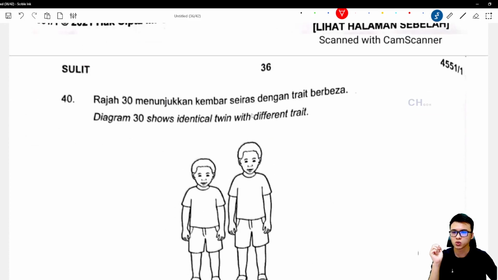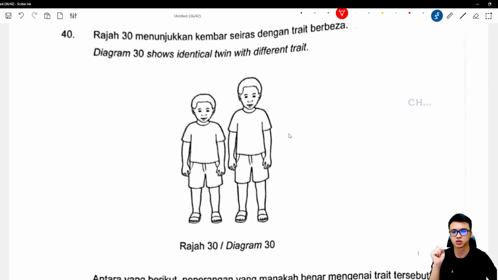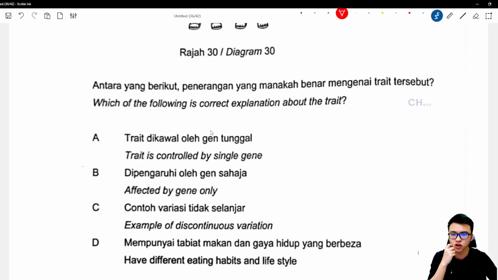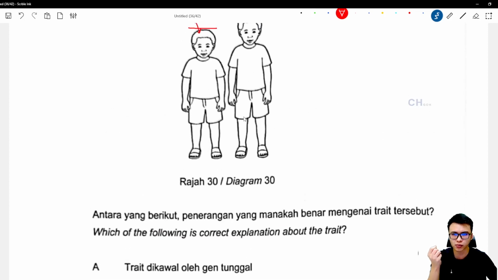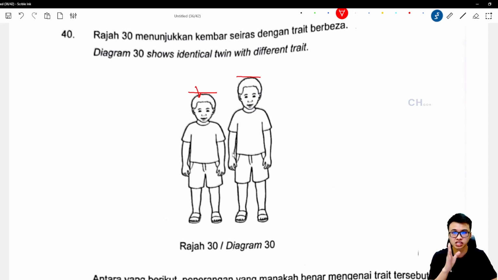Alright, so let's continue. Last question. Diagram 30 shows identical twins with different traits. This twin is shorter, and this twin is taller. Kind of sad, both of them share the same DNA, but one is shorter, one is taller. For me, I would be jealous. So which of the following is the correct explanation about the traits? It's not talking about DNA, as I mentioned just now. Both of these identical twins should share the same DNA.